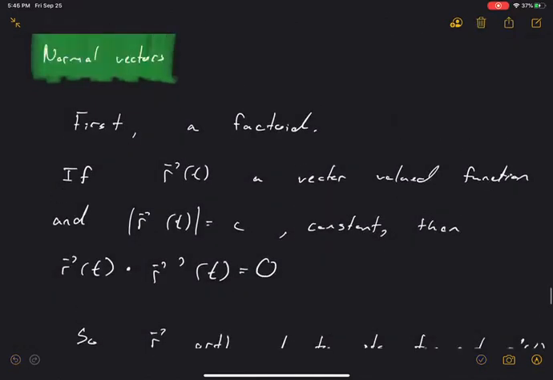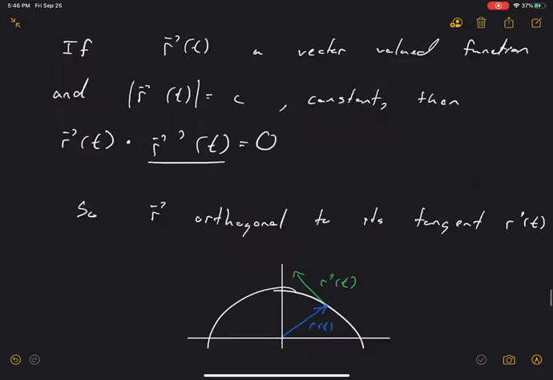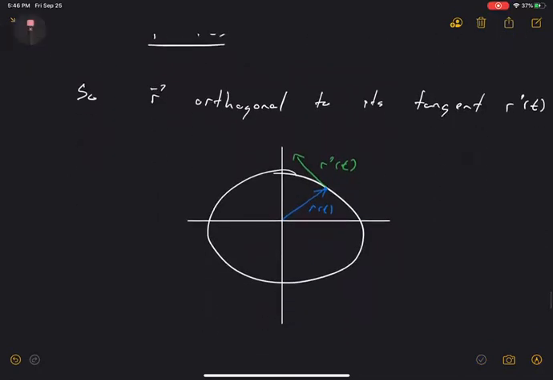Okay. All right. So when we have this scenario where the magnitude of r of t is a constant, r of t, my vector valued function, will always be orthogonal to its derivative. So what would that look like? Again, going back to that example of the circle, let's say we have r of t that's giving us this circle. Well, let's say at a specific point t, that's our output, this vector.